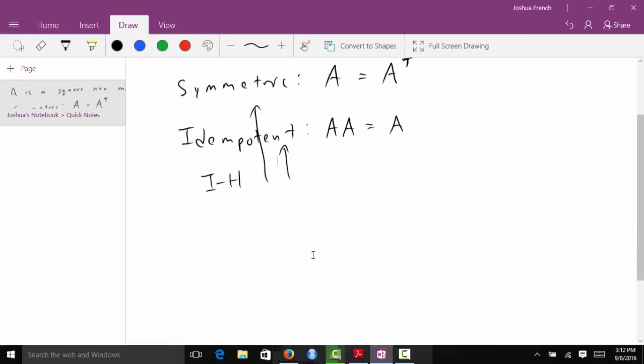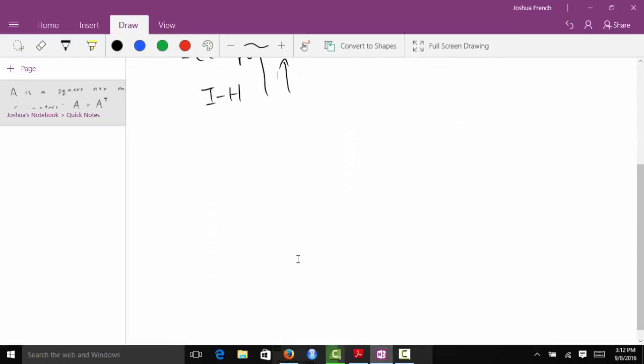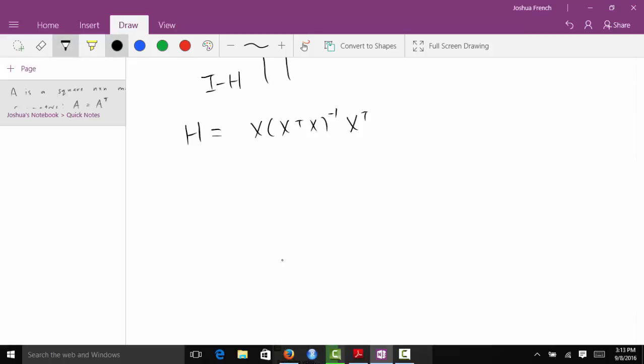Okay, well hopefully that went well for you. We will just start right away with our results here. So I'm going to write what H is, just so we have it fixed in our minds. So H is X times X transpose X inverse times X transpose. And so we need to show that I minus H equals I minus H transpose. And so let's actually just start here.